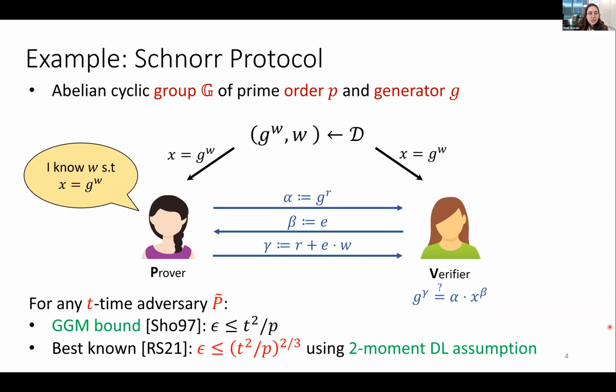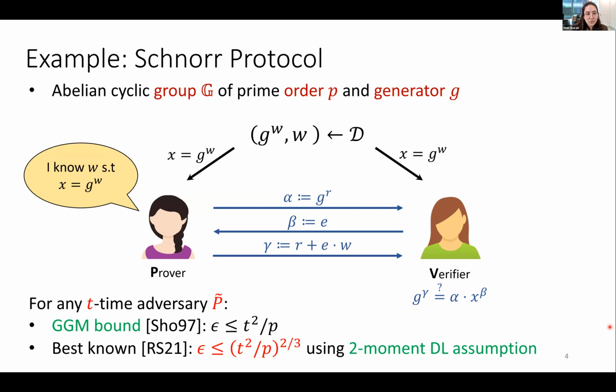One of the most influential sigma protocols is the Schnorr protocol, which is a proof of knowledge for the discrete logarithm problem. Both the prover and the verifier hold an instance g to the w, and the prover wishes to convince the verifier it knows w. The protocol is as follows. The prover samples some random r and sends to the verifier g to the r. The verifier samples some challenge e, and the prover responds with r plus e times w. The verifier accepts if and only if g to the gamma equals alpha times x to the beta.